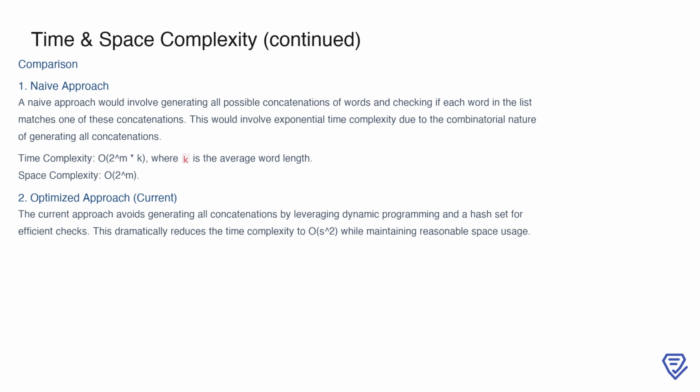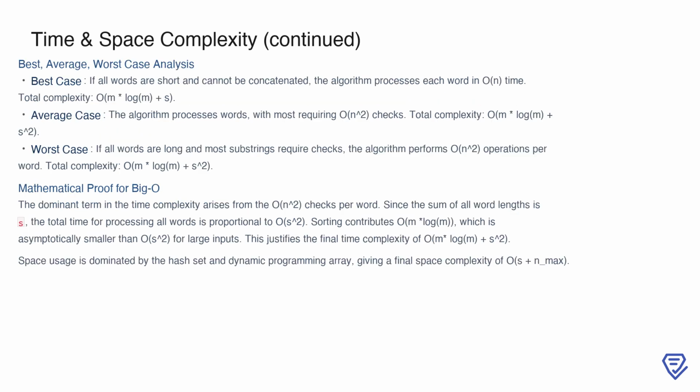By contrast, the optimized approach avoids this inefficiency by using dynamic programming and a hash set for efficient substring checks. The result is a dramatically improved time complexity of O(S squared), and a space complexity that is more reasonable, O(S plus n_max). Analyzing the best, average, and worst cases provides further insight into the algorithm's performance. In the best case, if all words are short and cannot be concatenated, the algorithm processes each word in O(n) time.